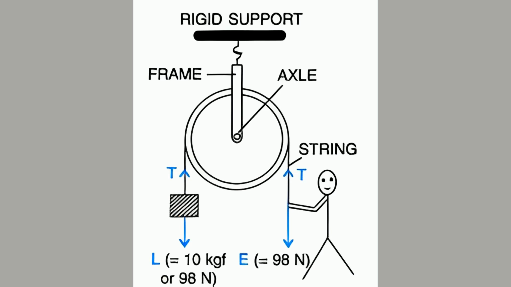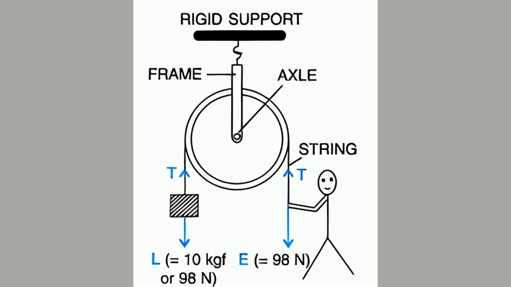One end of the string is connected to the load, which is denoted by L, while the effort, which is denoted by E, is applied at the other end of the string. The other end is the free end. This end of the string is free. Both the load and the effort act downwards. You can see in the diagram, the load and effort are acting in the downward direction. On pulling the string downwards by the effort, the pulley rotates and the load moves up. The tension throughout the string is T.